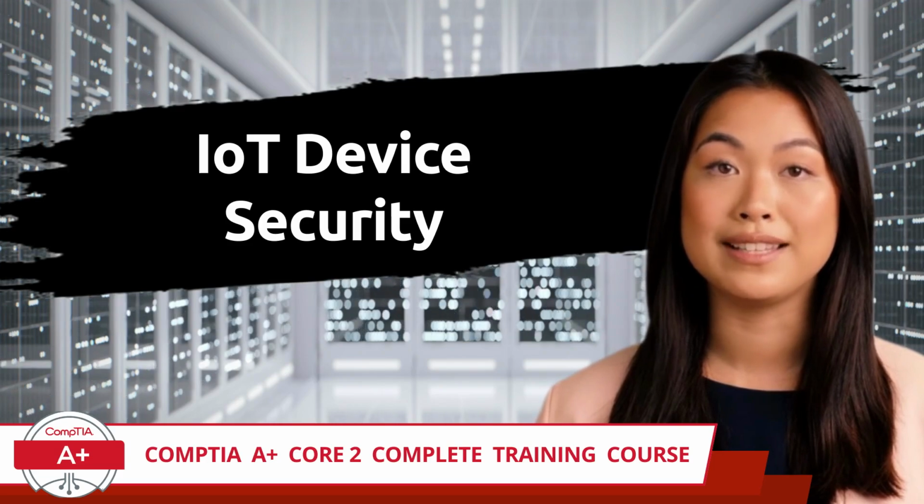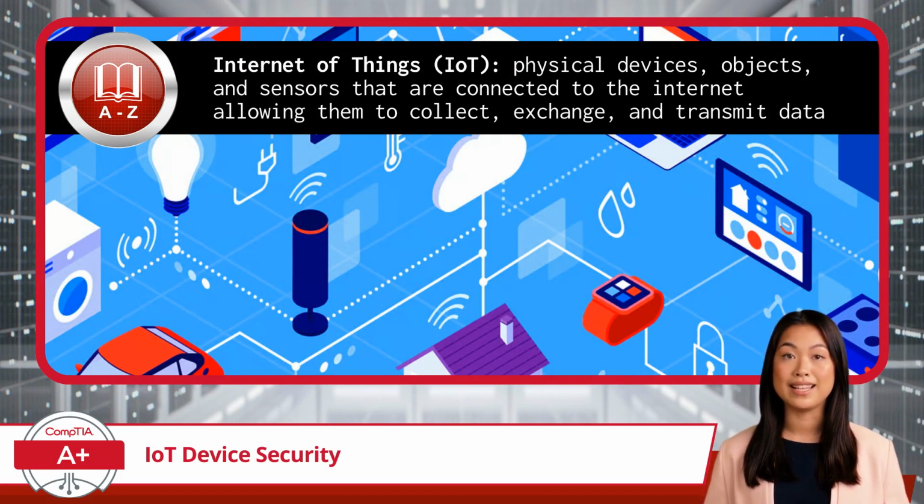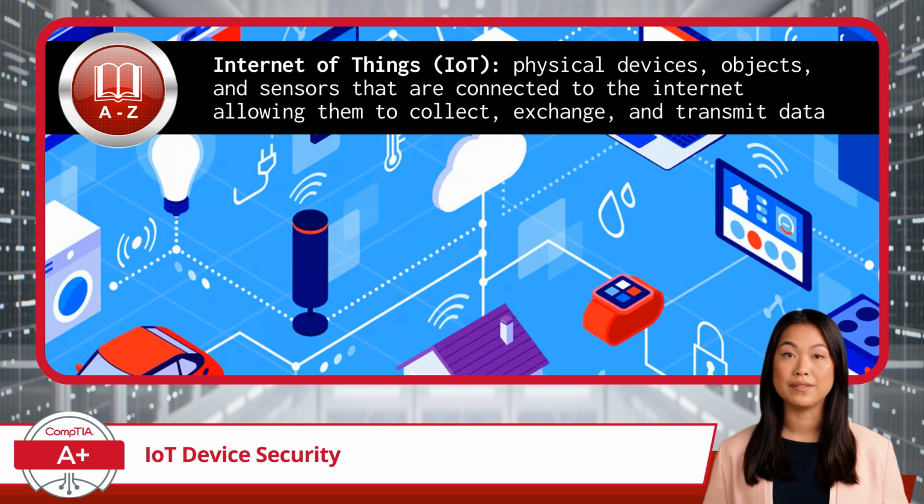IoT Device Security. The Internet of Things, also known by the acronym IoT, refers to a network of physical devices, objects, and sensors that are connected to the Internet, allowing them to collect, exchange, and transmit data. These devices include home appliances, IP cameras, home automation systems, streaming media devices, modern car electronics, and medical devices.